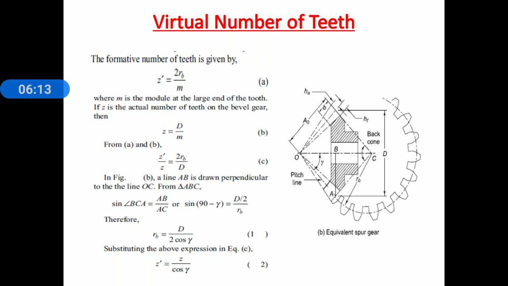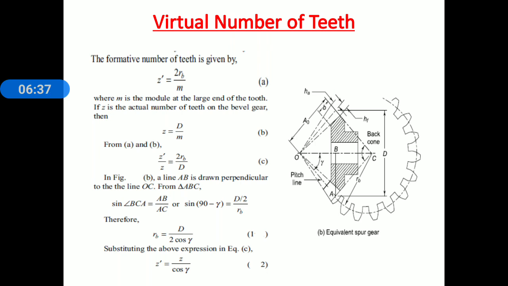Capital D is the pitch circle diameter of the bevel gear, as shown in the figure. Z is equal to D by M. Consider equation B. Dividing equation A and B, the left hand side Z dash divided by Z is equal to the right hand side 2 RB divided by D. Module gets cancelled. 2 RB divided by D, that is equation C.